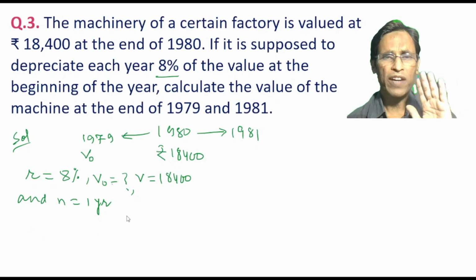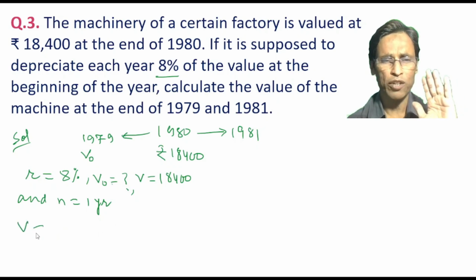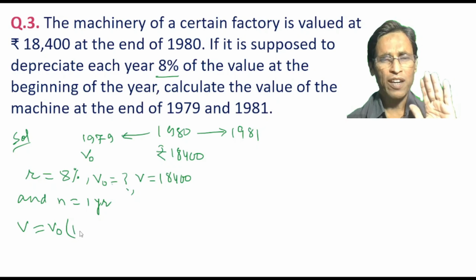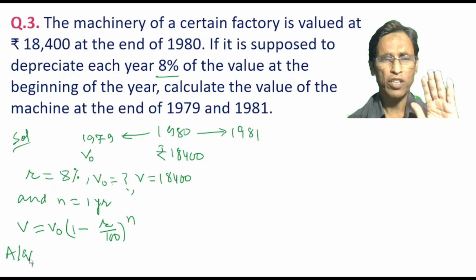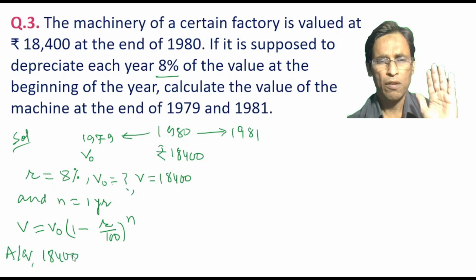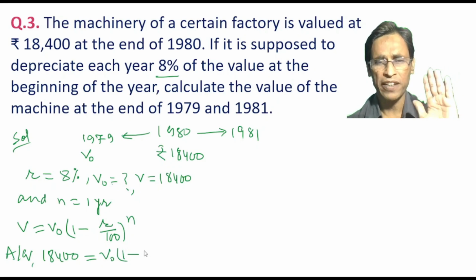Now to find the value of V, we will use the formula V equal to V0 times. Now after this there should be 1 plus here, but in the case of depreciation it will be minus, and so 1 minus R by 100 to the power n. According to the question, V will be replaced by 18,400 equal to V0 times 1 minus R. R will be replaced by 8, so 8 by 100. N is 1 year, so it will be 1.